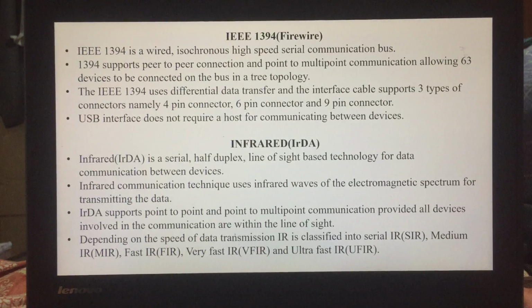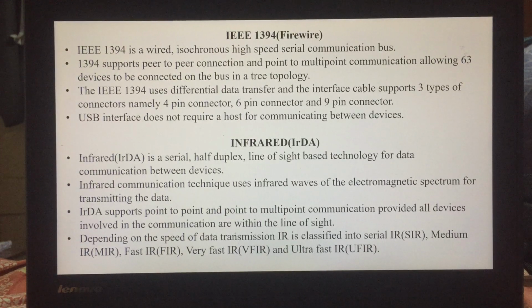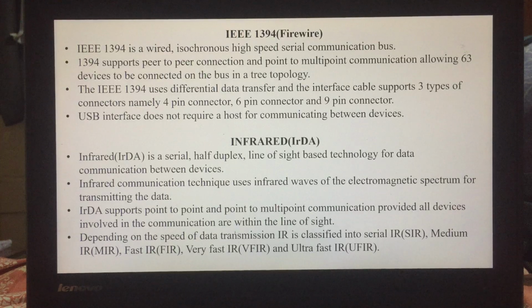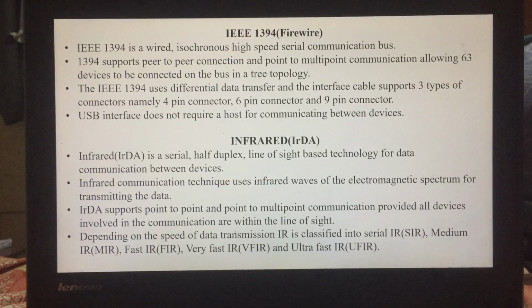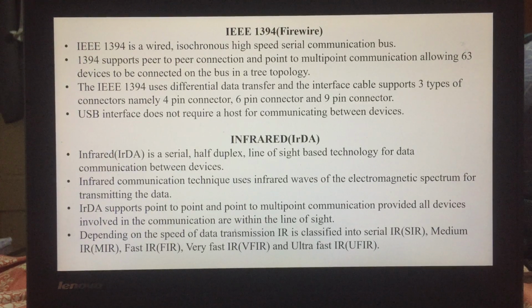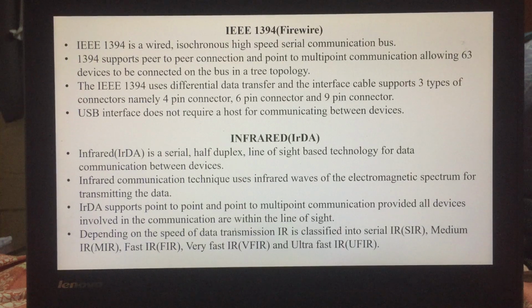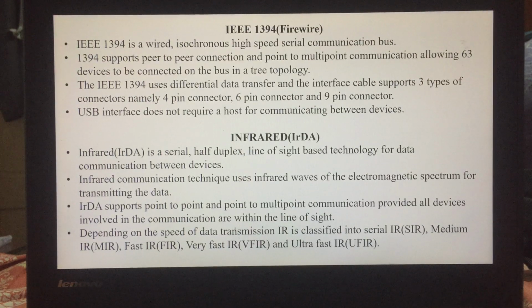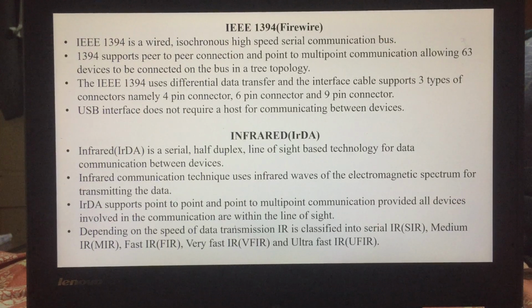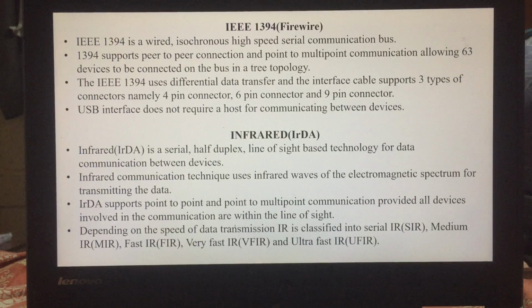Infrared communication technique uses infrared waves of the electromagnetic spectrum for transmitting the data. It supports point-to-point and point-to-multipoint communication and all devices should be in line of sight. Its communication range is 10 cm to 1 meter. The range can increase by increasing the transmitting power of the IR device.